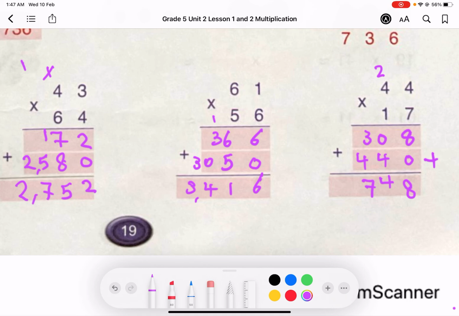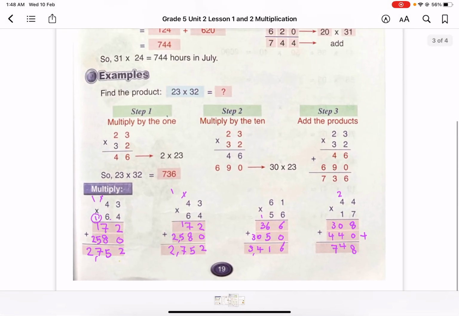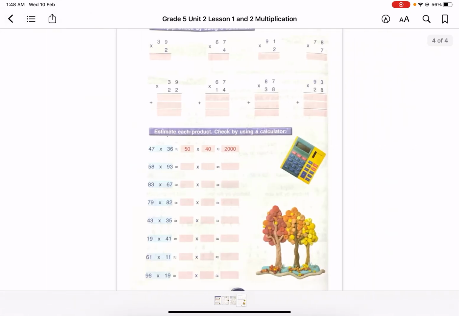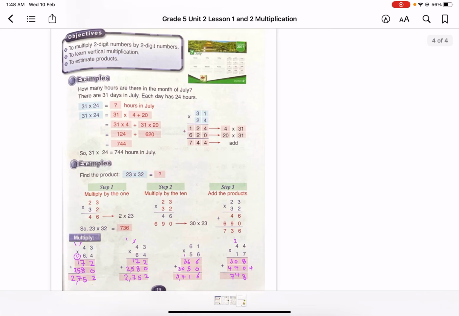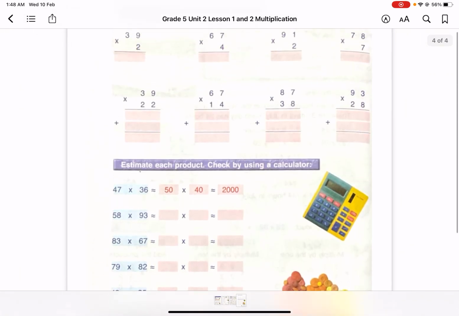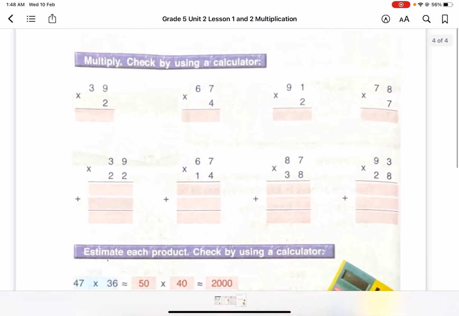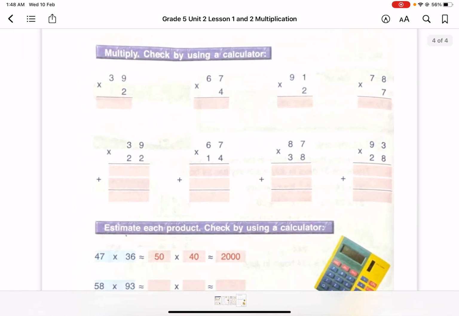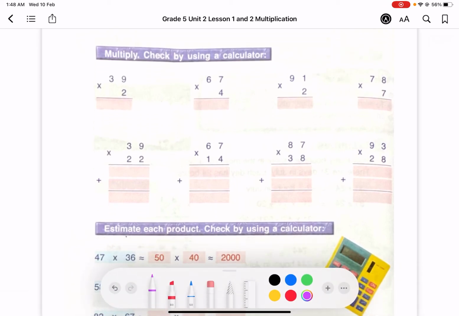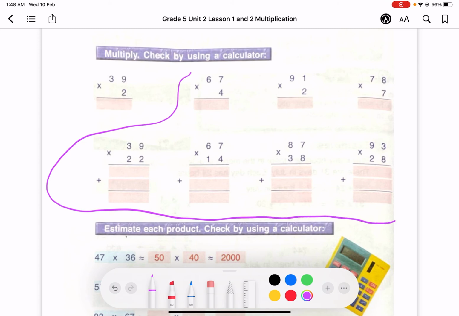Okay? Now let's move to page 20, okay? And you will have this, or I will solve only one and the rest will be homework. I will solve one question and the rest will be homework.